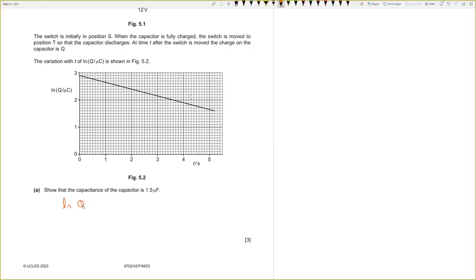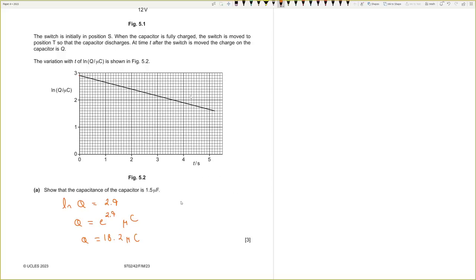So ln Q is equal to 2.9. So Q is actually equal to e to the power 2.9 microcoulomb. How much is that? E to the power 2.9. So Q is actually equal to 18.2 microcoulombs. What's next?